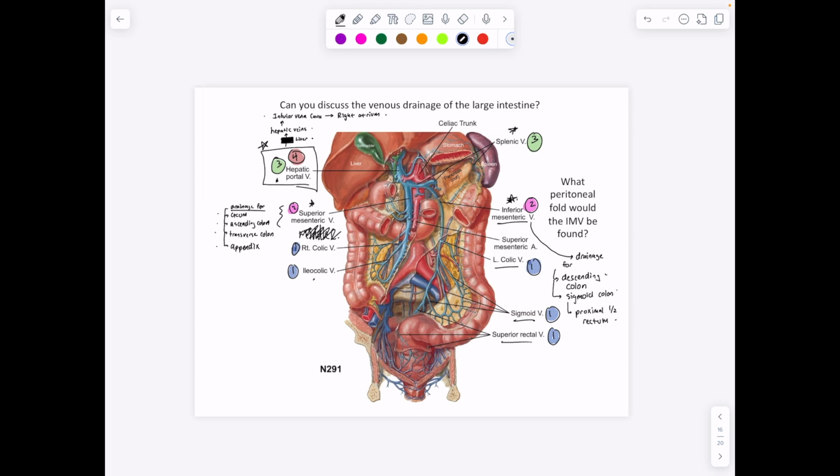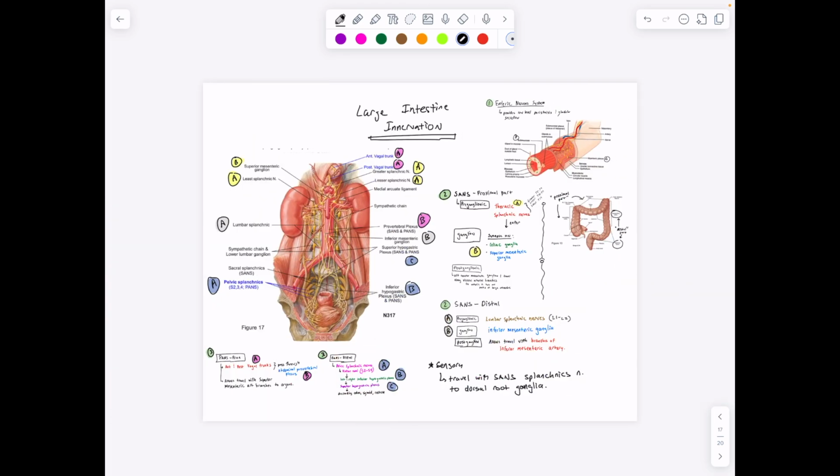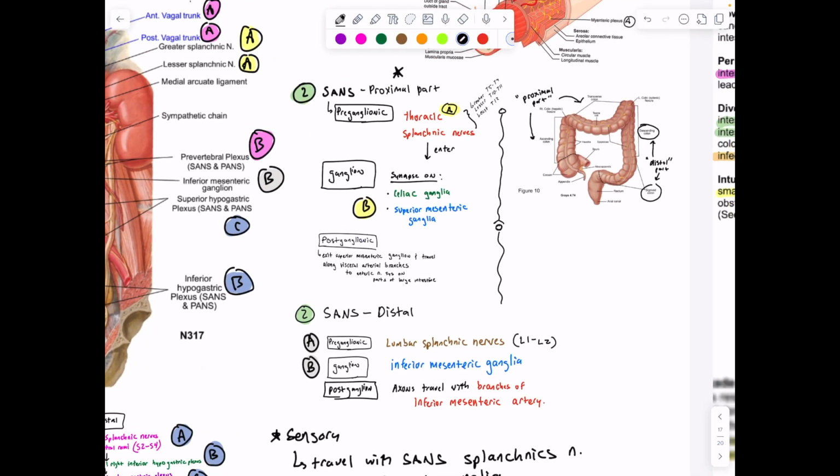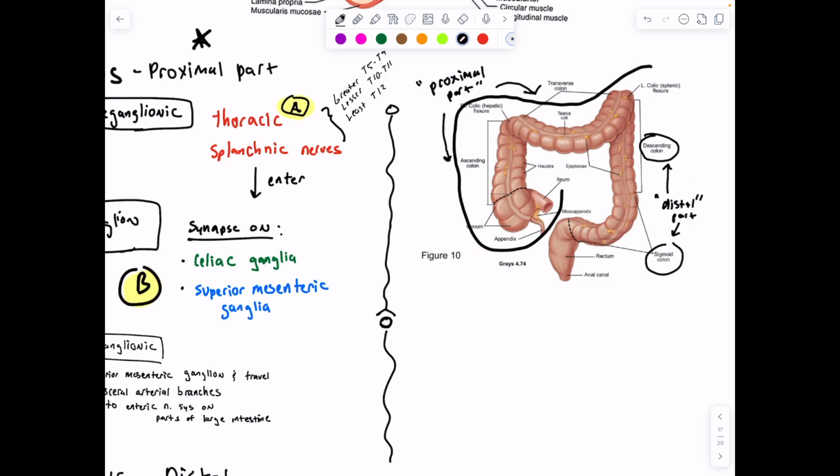Okay, so moving on. For innervation, this is a huge mess, but we know we have the enteric nervous system as well. The sympathetic innervation of the large intestines is really broken in two parts. You have a proximal part, which is defined as really this entire region, and then you have a distal part, which is descending colon and then rectum and anal canal.